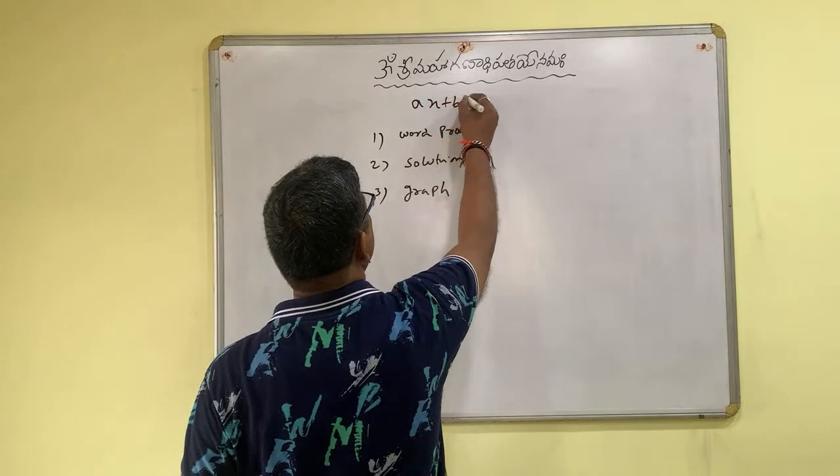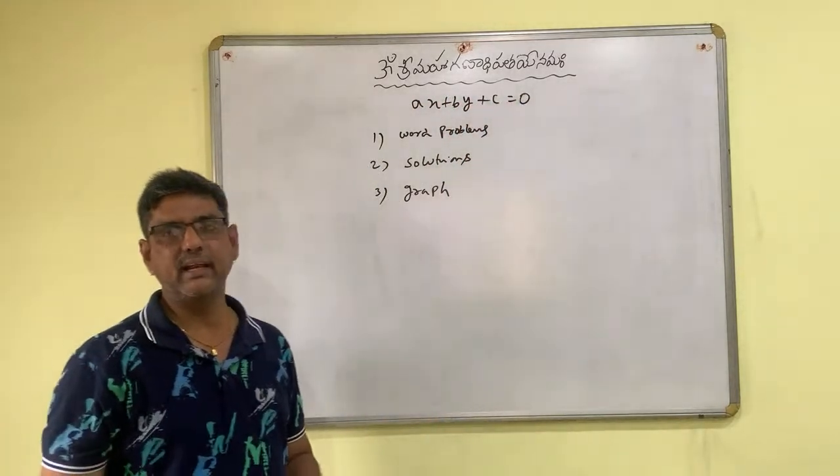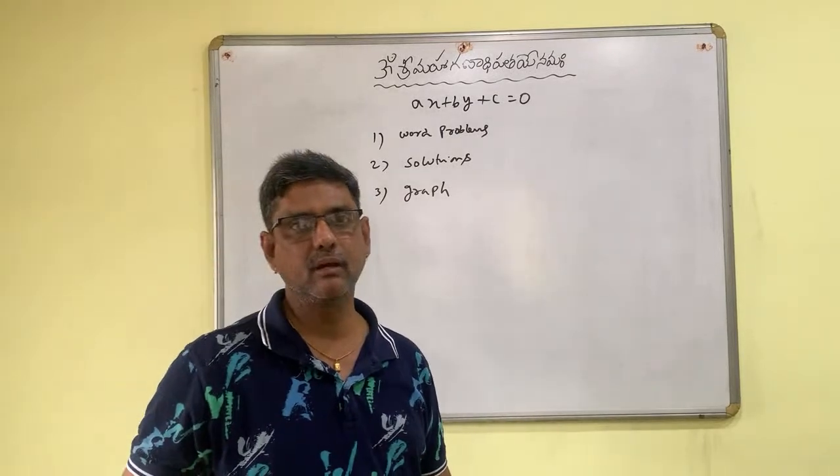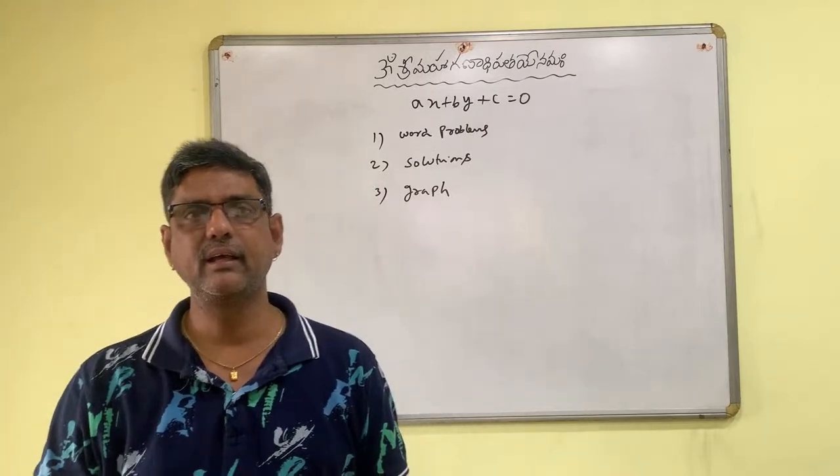General form: ax plus by plus c is equal to 0 is the general form of a linear equation in two variables.